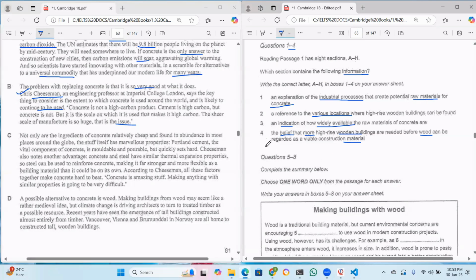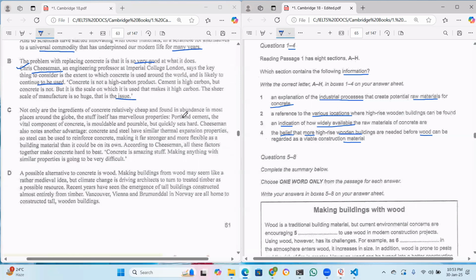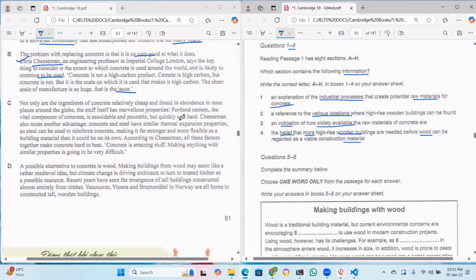Next, the belief that more high-rise wooden buildings are needed before wood can be regarded as a viable construction material. So is there any belief system here that we spoke about, or about the high-rise wooden buildings? No, he did not talk about that. So B is also not matching with anything, guys. As far as I can see, there is nothing till now. So let's move to the next one.